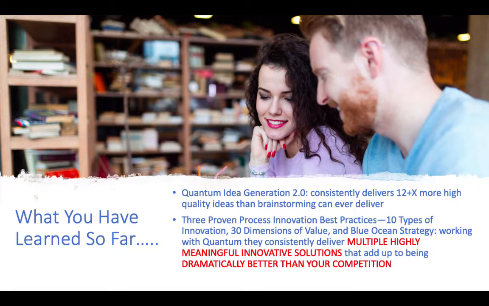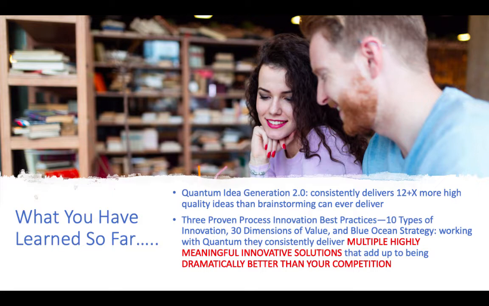So you get a lot of ideas. You use that to power the 3 proven process innovation best practices that includes the 10 types of innovation, 30 dimensions of value, and blue ocean strategy. Those combined help you identify the kinds of innovative solutions necessary to deliver multiple highly meaningful innovative solutions that add up to being dramatically better than your competition. Okay? So that's where we are in the innovation process to this point.